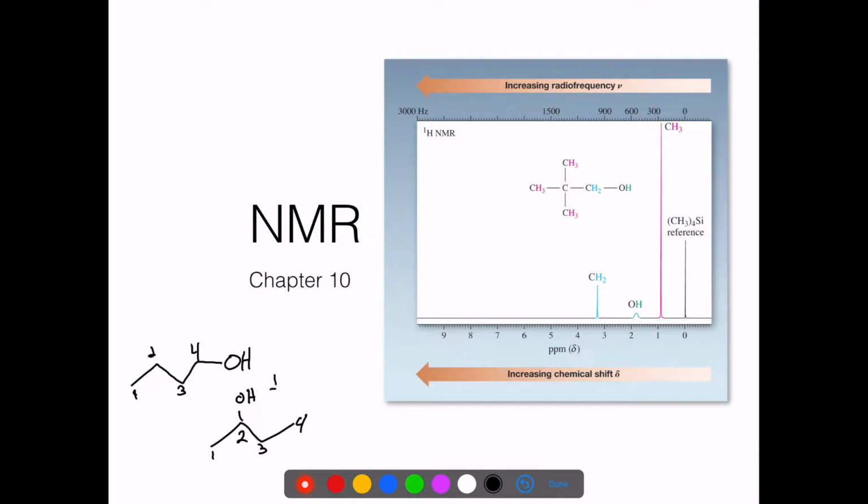Alright, so IR is what we have learned about. However, these two would look radically different in an NMR spectra, and we could tell the difference of where the OH is and how these carbons are arranged. And that's really the power of NMR, nuclear magnetic resonance, and here particularly we're talking about hydrogen NMR.